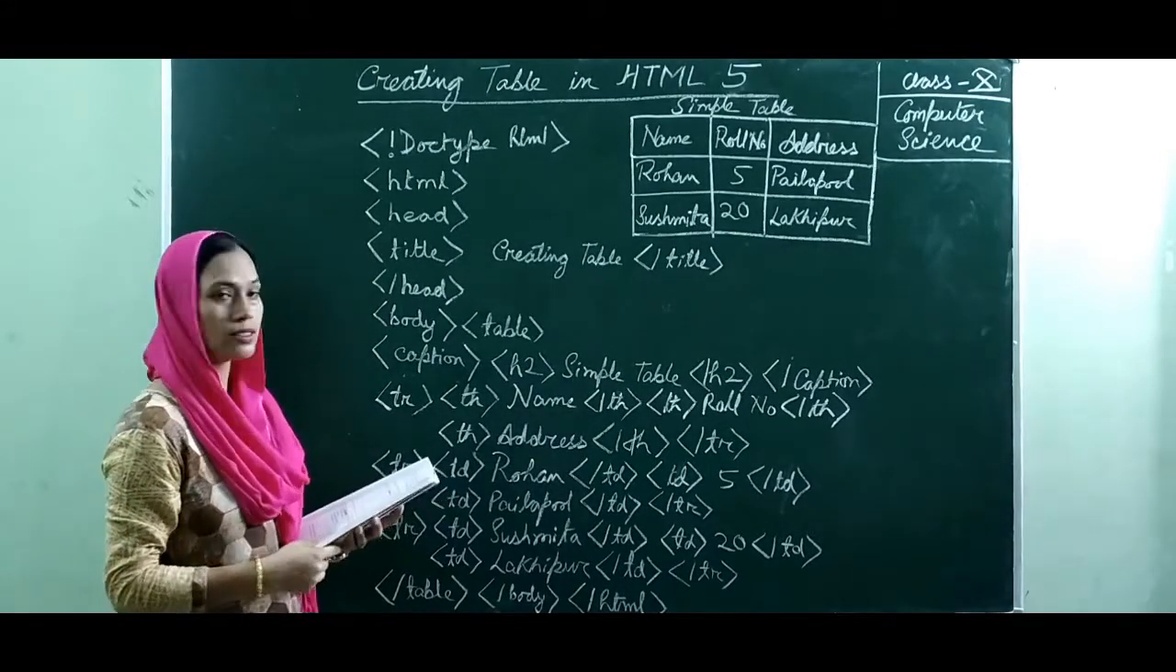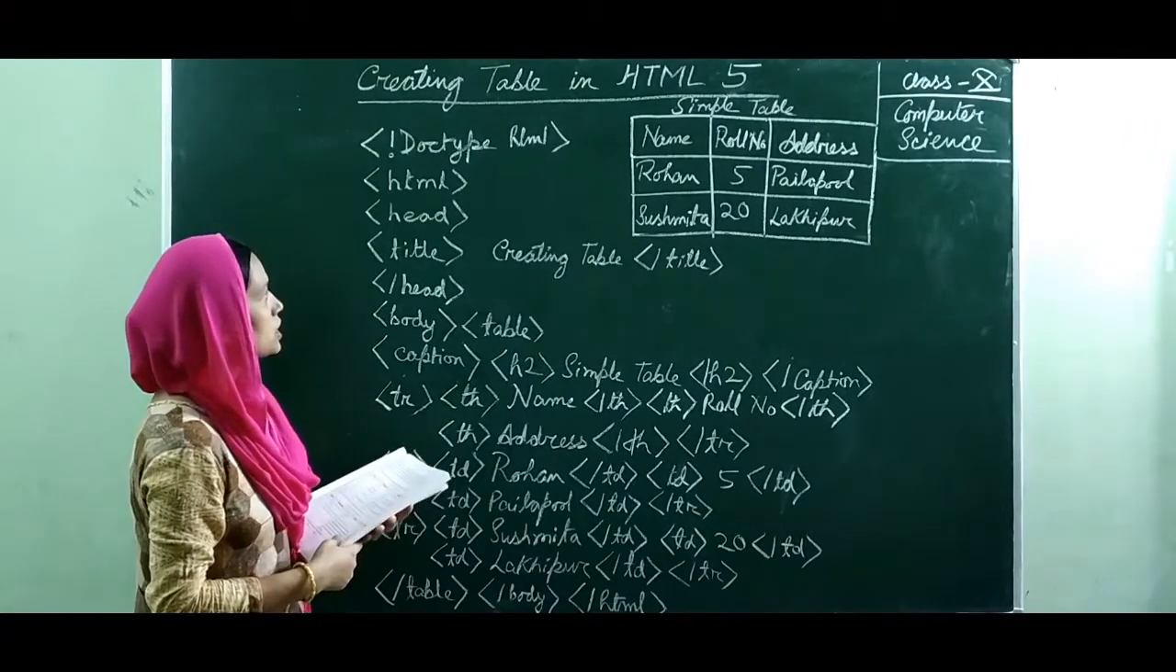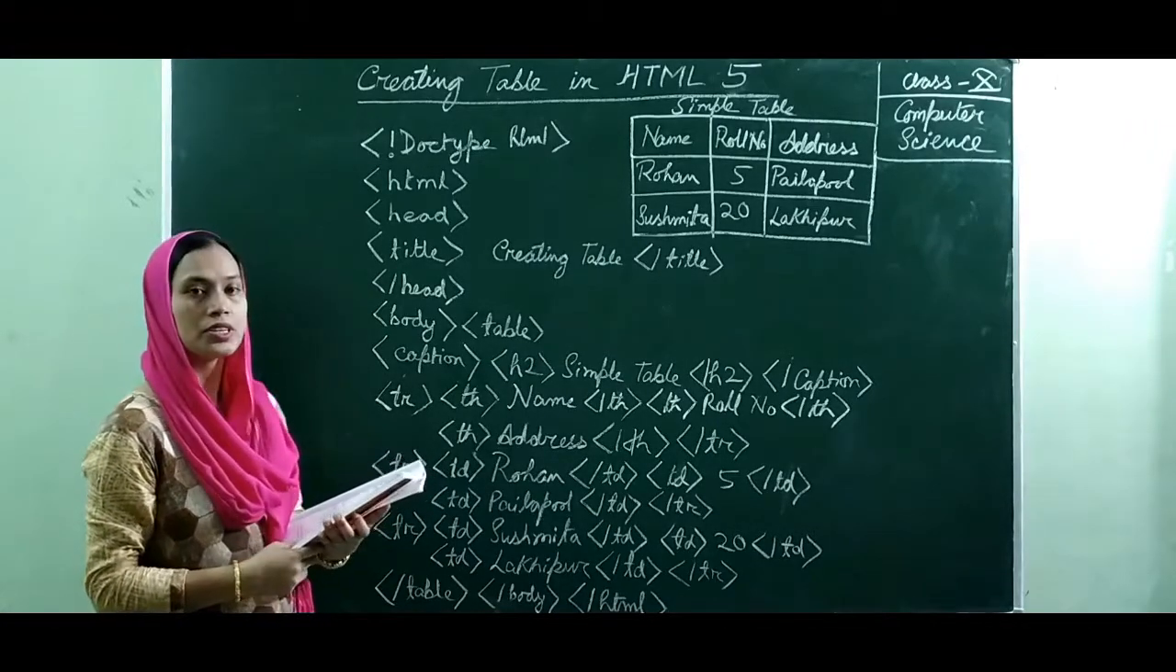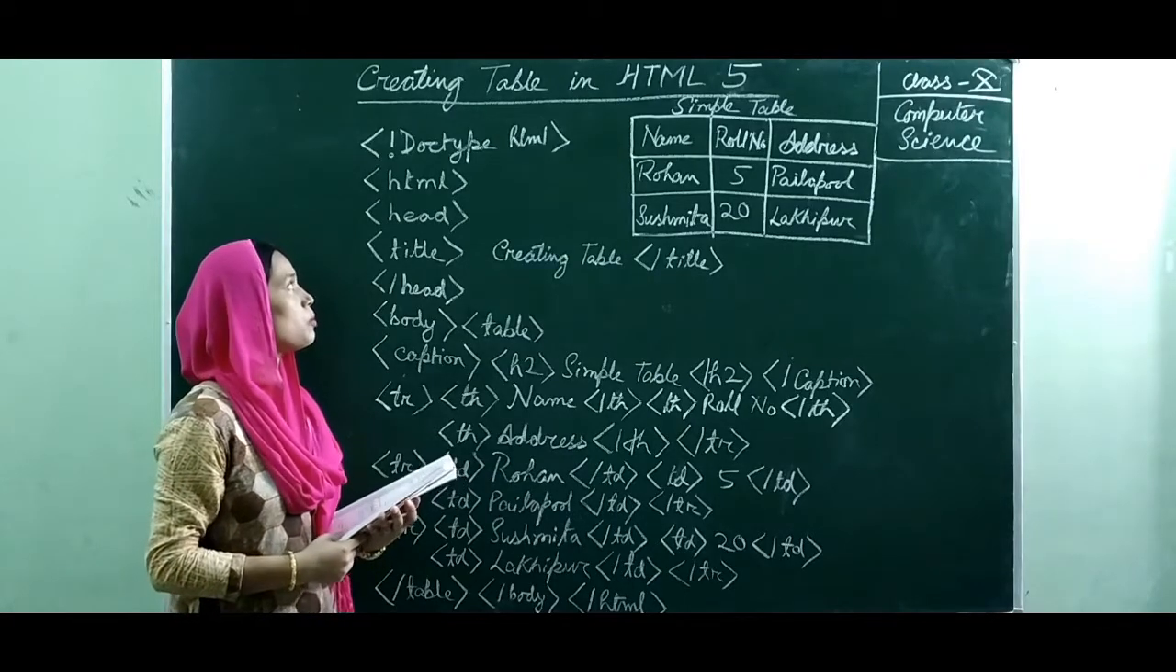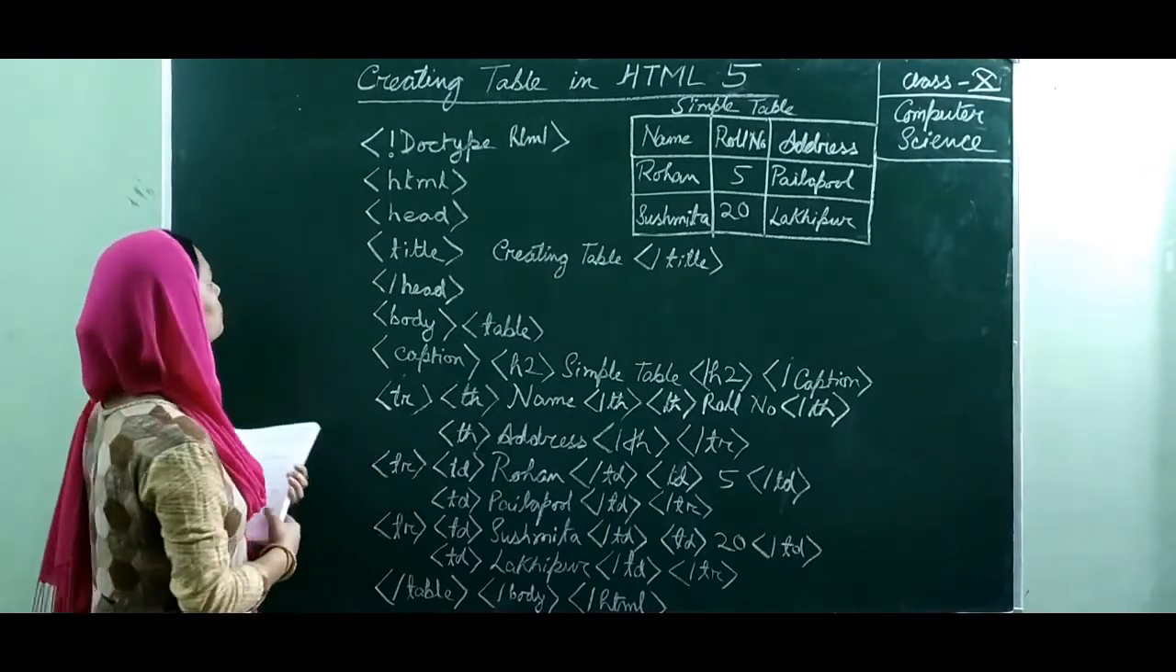Create a table. Just see on the board. This is a simple table which we have already created in the last class. Let's go through the coding once again.